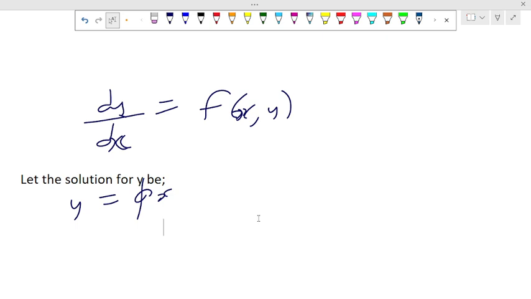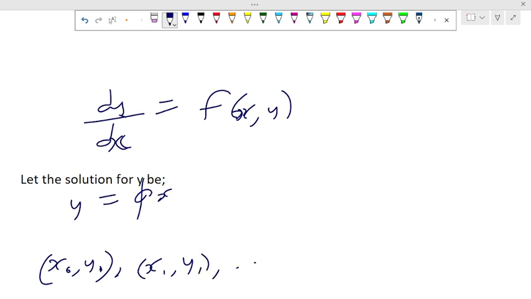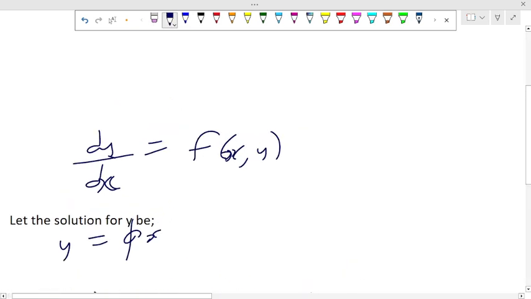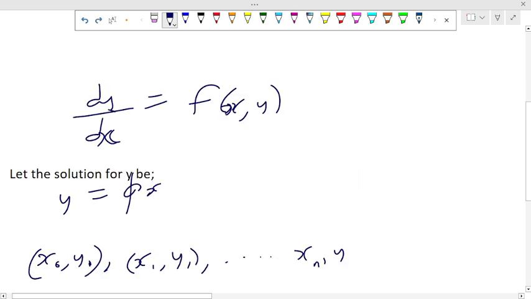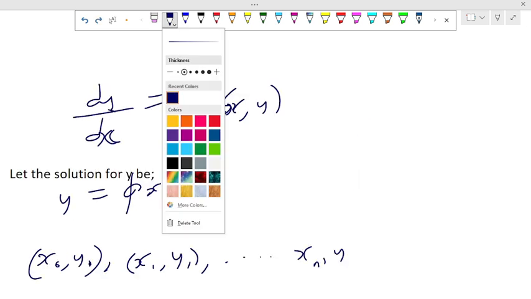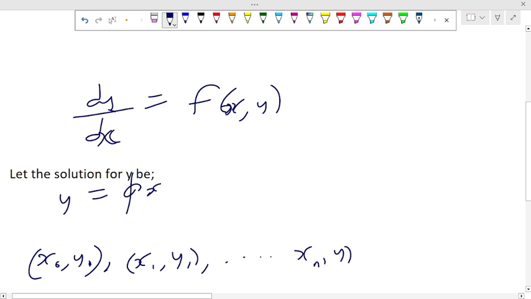Now bear in mind that the points in the curve, and when we say curve here, let me just write that out, will be x0, y0, then x1, y1, and so on until we have xn, yn. So when I say points in the curve, this is what I am talking about.